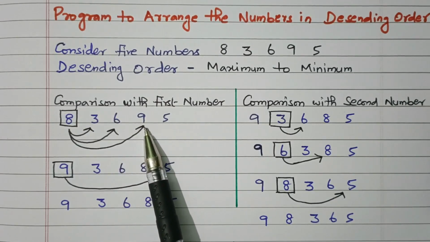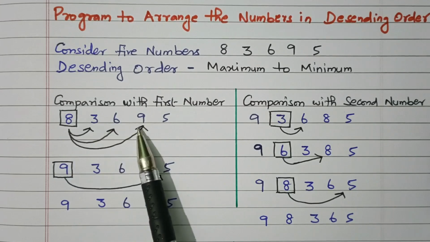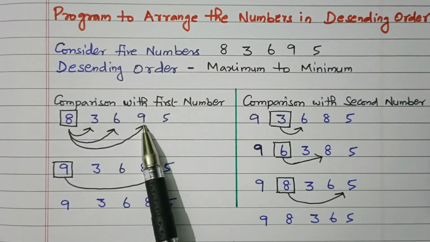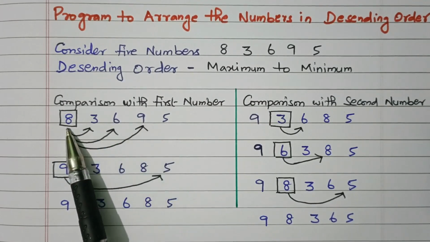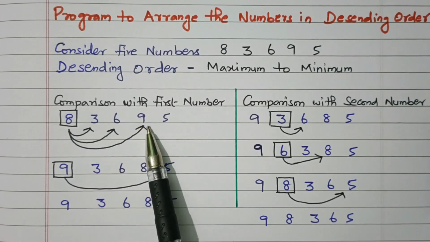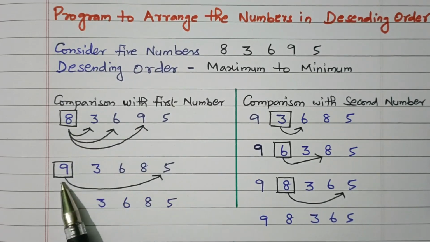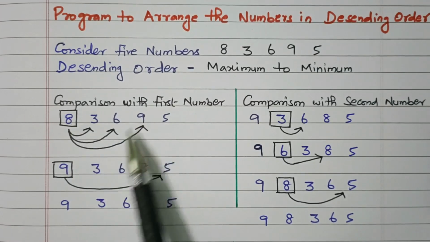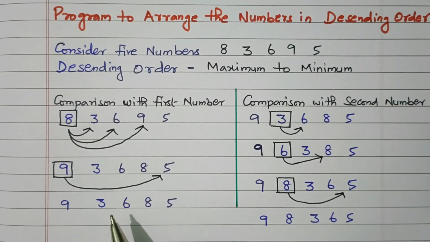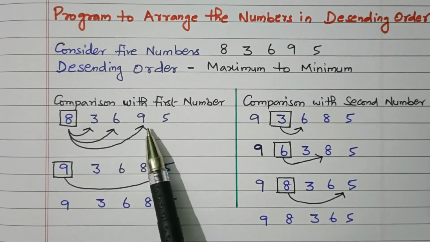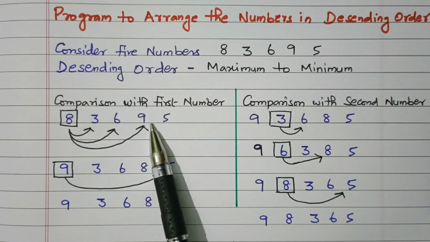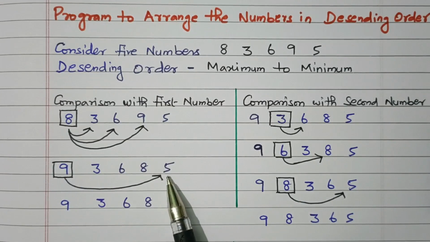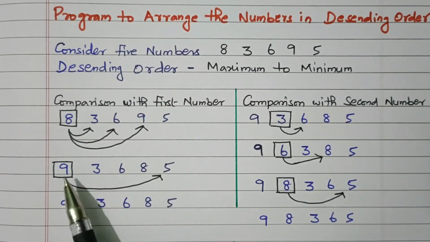See, this fourth number is 9. It's greater than the first number. What we need is the maximum number at the first, so we need to interchange. The fourth number is placed in the first position and the first number is placed in the fourth position. After interchange it is like this: 9, 3, 6, 8, then 5. Right. So the first number and fourth number are interchanged because the fourth number is greater than the first number. Now again the first number is checked with the fifth number. The fifth number is lesser, so no need to exchange.